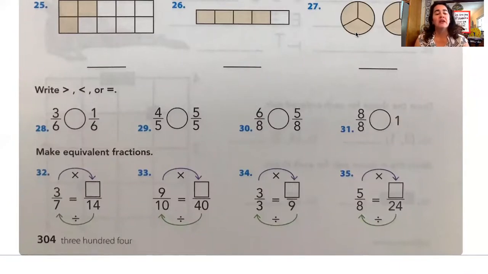And then I want you to make equivalent fractions. Don't forget to use your backward C. Starting at the denominator on the right, divide going to the left, up over the top, we multiply to get our answer. If you have any questions, set it to the side. We'll talk about it in tutoring. Stop the video here, come back when you're done to check your work. Bye, friends.